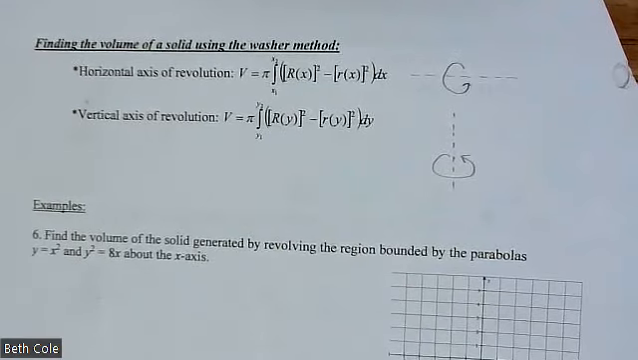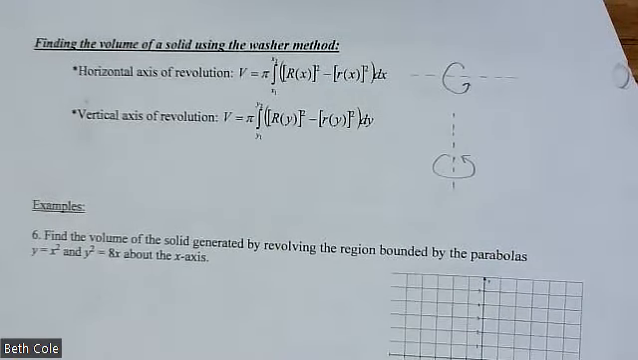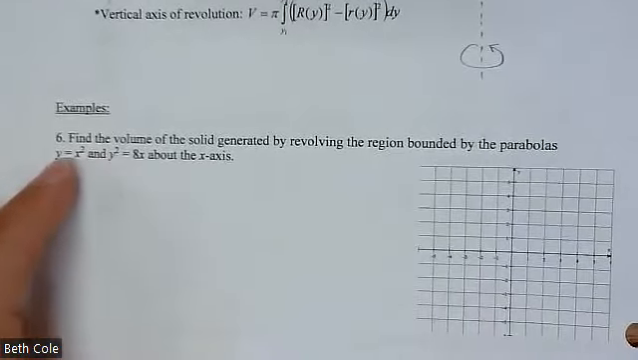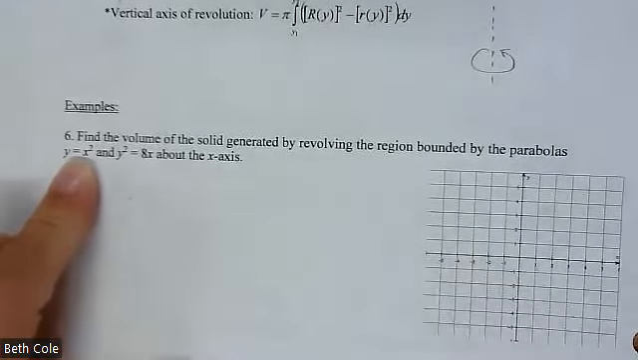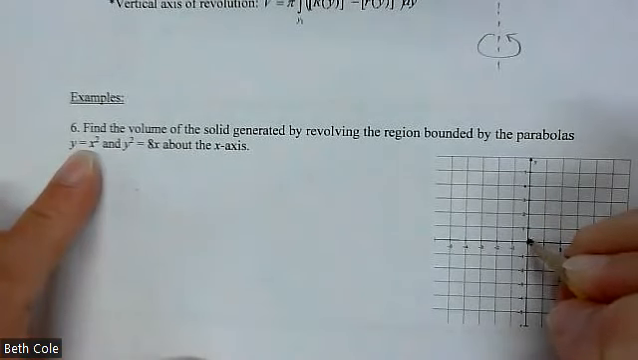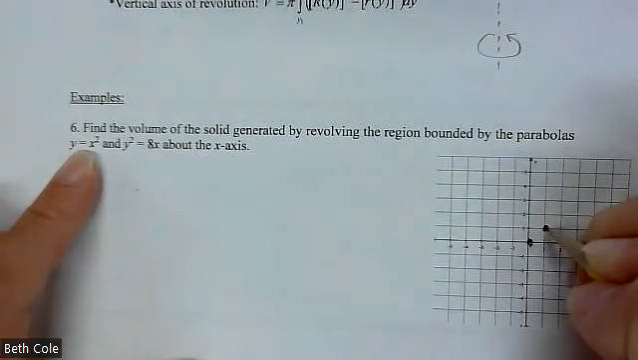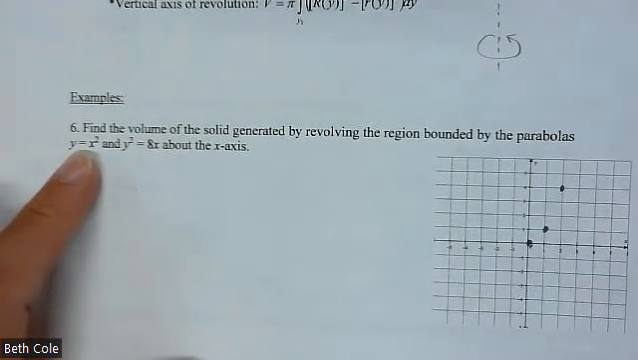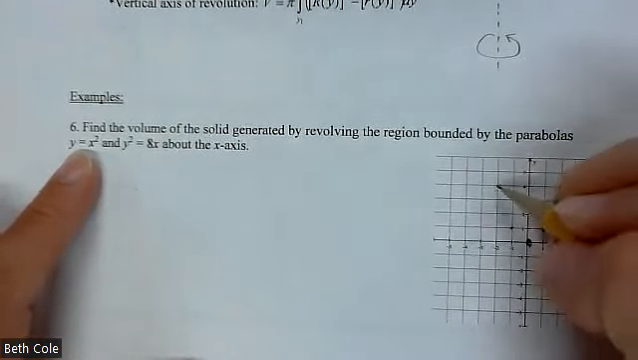All right, so find the volume of the solid generated by revolving blah, blah, blah. They're all going to start out like saying that. So the first thing we have to do is graph these. So y equals x squared, that is a basic parent function parabola. We have 0, 0, 1, 1, 2, 4, and then the same points on the other side.